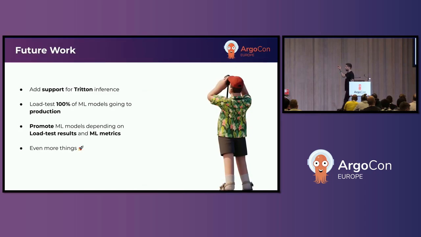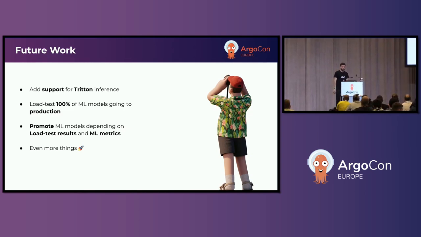And our future work. The first one: we want to add support for Triton inference. We start to use Triton more and more. The way Triton works is a bit different to every other library. We want to add support for it to our load testing tool. At one point, I hope, or I have dreams, that we can load test 100% of the ML models that are going to production. That means a lot of advocacy work. That means a lot of abstractions as well for data scientists, because they might be like, yeah, what you're doing is cool, but I don't really want to spend time on it. So how do we make that easy and make it possible for them?